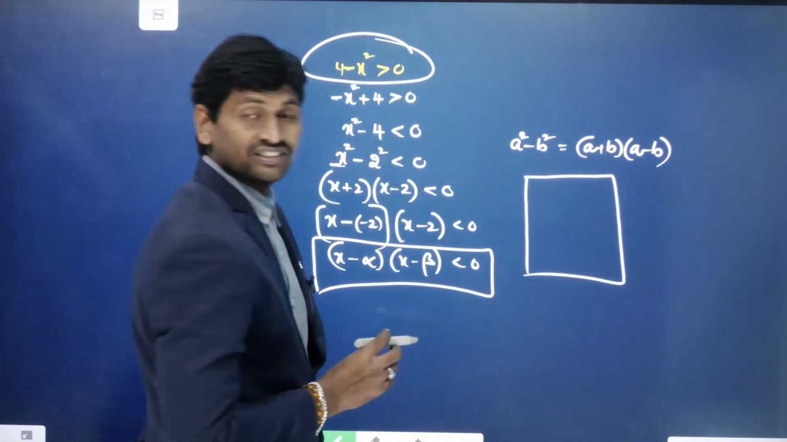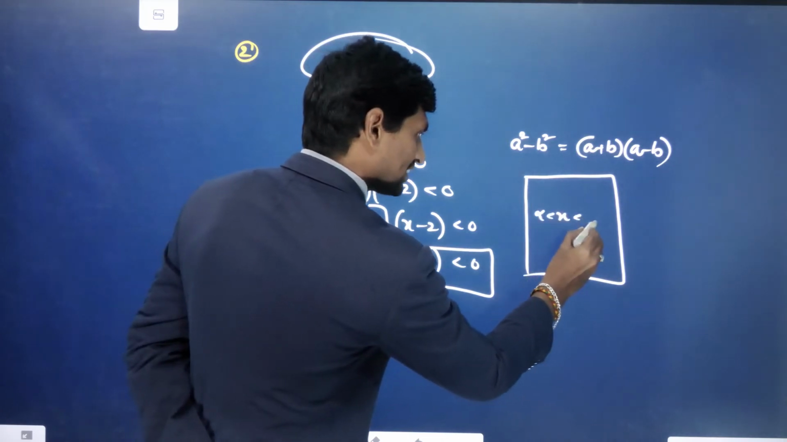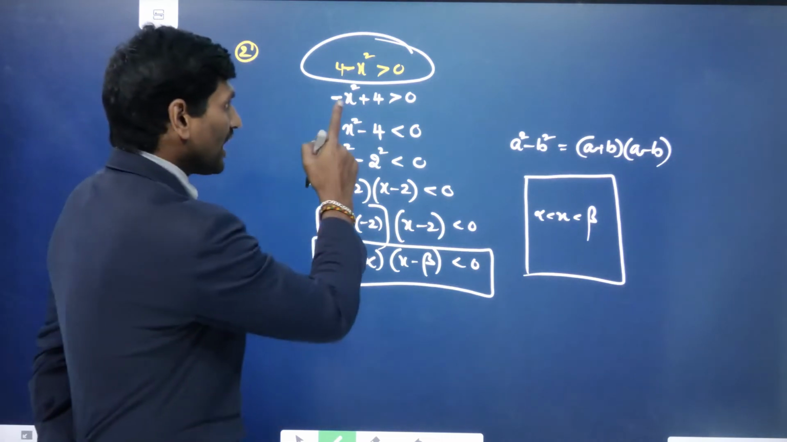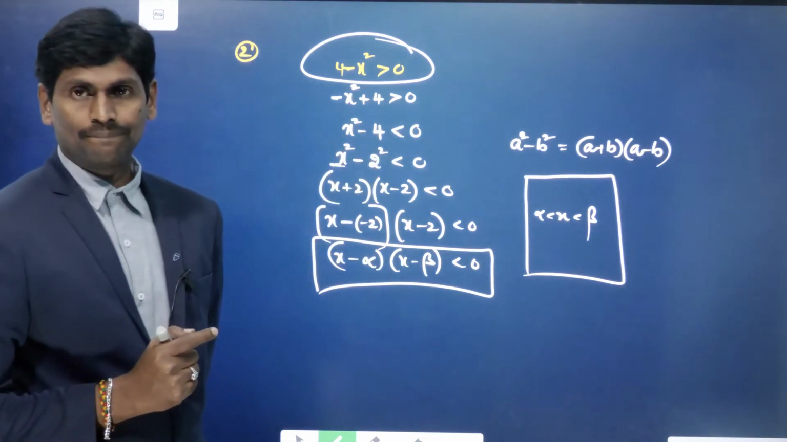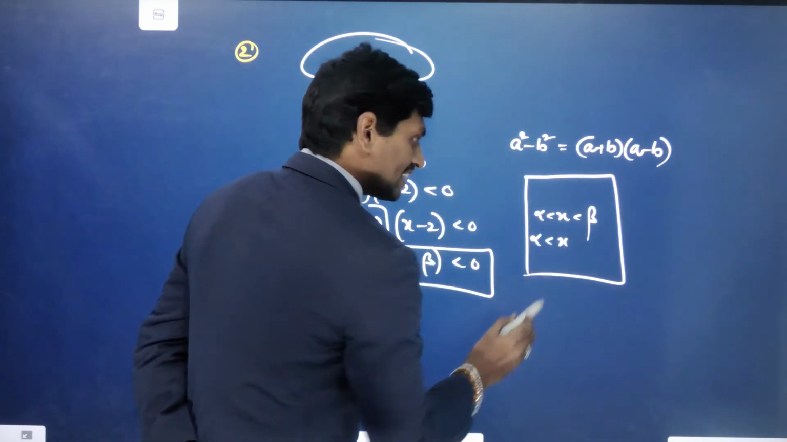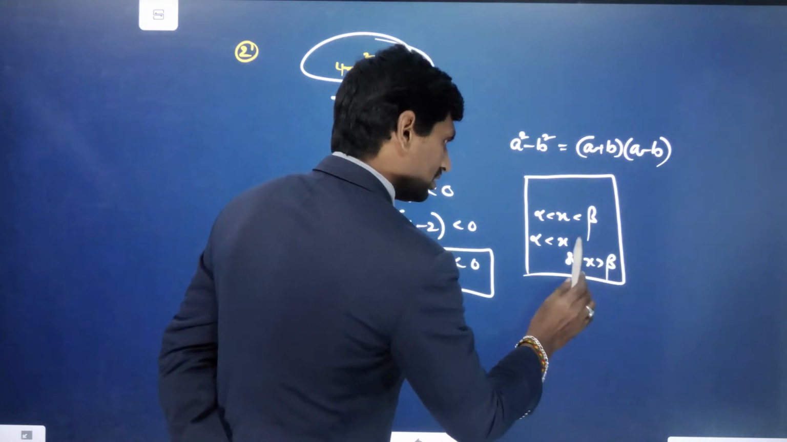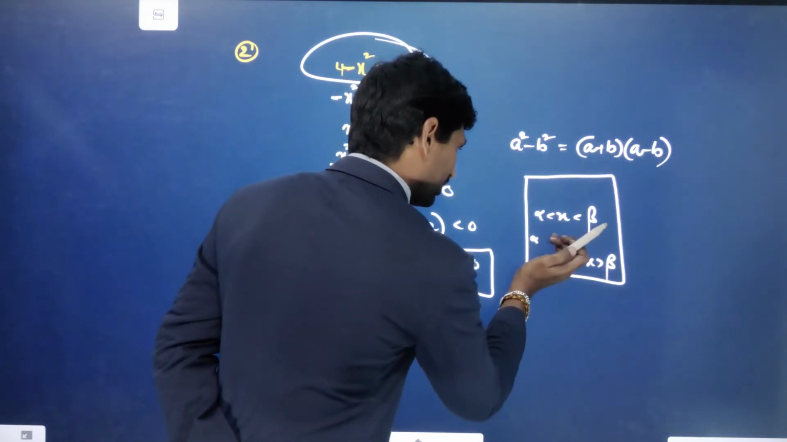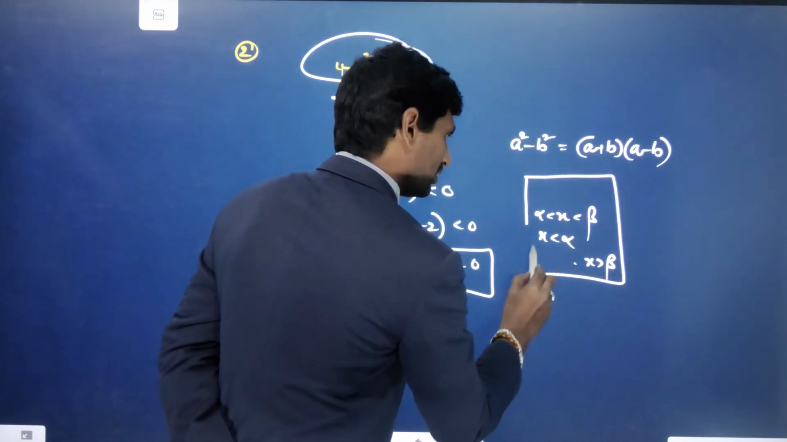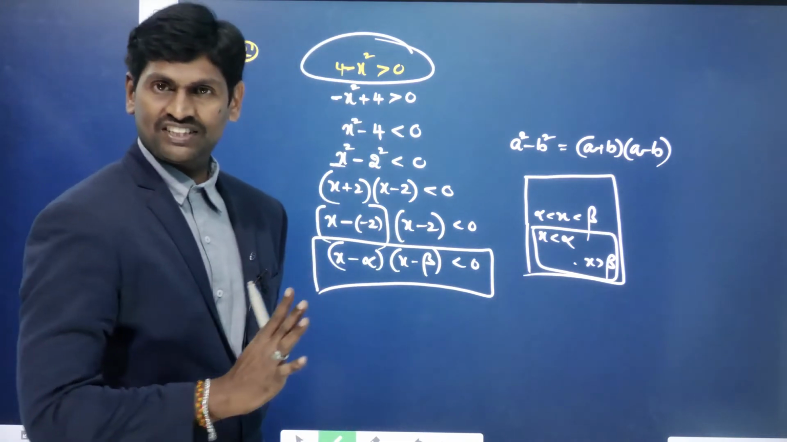For delta greater than 0, if x lies between alpha and beta, then the condition is both are having opposite sign. Okay? And x less than alpha or x greater than beta, for the second condition, both are having the same sign.